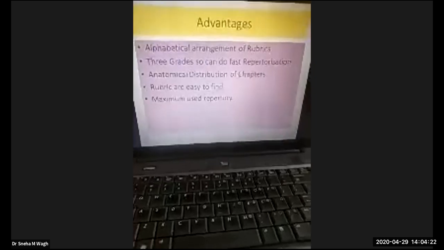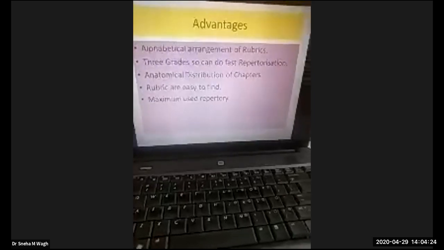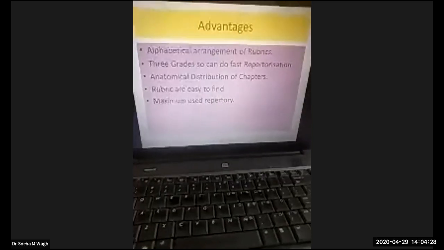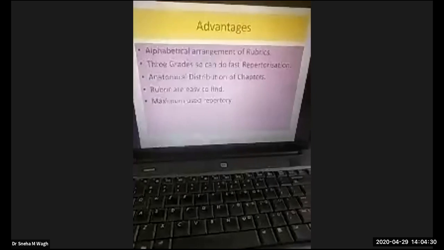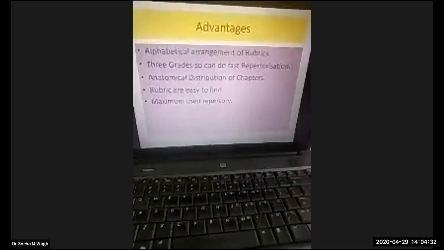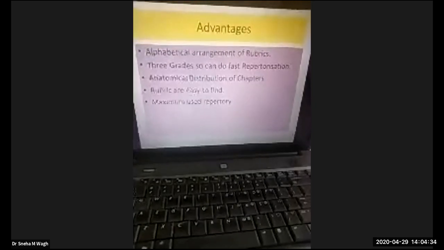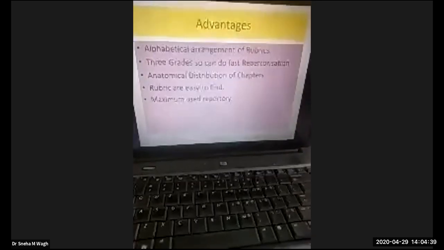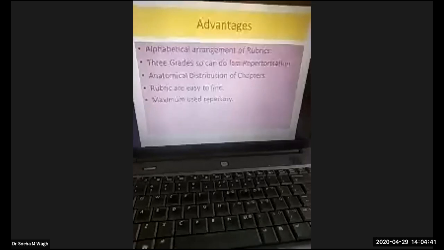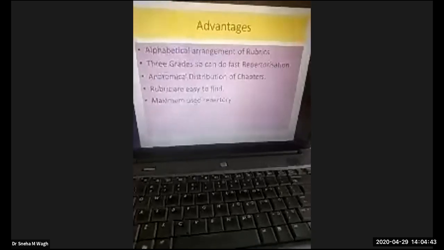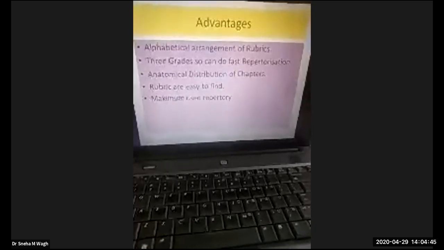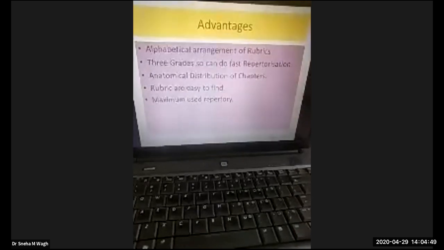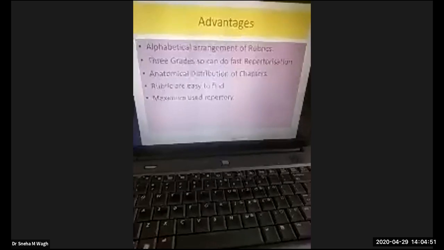The 3 grades are very helpful for fast repertorization. These 3 grades help to do repertorization very fast with the help of a repertory sheet or by the computer method also. The anatomical distribution of the chapters also helps in finding chapters easily. Then the rubrics are also easy to find, and so this is the maximum used repertory.